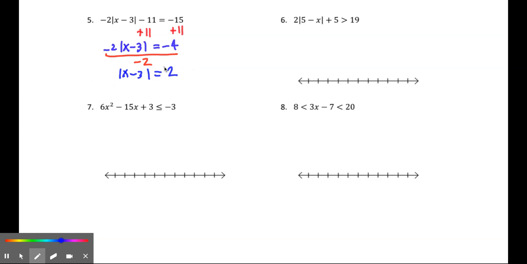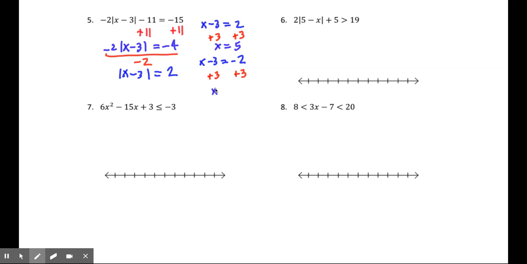And then you always want to see, okay, once you isolate your absolute value, does that make sense? Your absolute value should always equal a positive number. So it does make sense. So now you can make your two equations. You have x minus 3 equals positive 2, and x minus 3 equals negative 2. And then you add 3 to both sides, both times. You get your first answer as 5, and your second answer as 1.